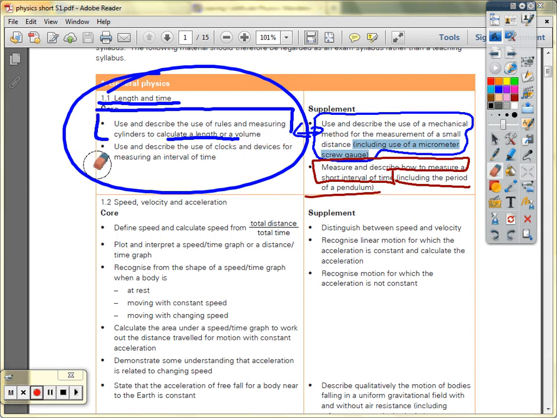Can we use and describe the use of clocks and devices for measuring an interval of time? Yes. When they put "and devices," they're talking about light gates. Can you measure and describe how to measure a short interval of time? Boom. Multiple times. Or you could use a light gate as well, because computers can time things really well. Boom. I'm trying to keep these under 6 minutes, so I hope that worked.